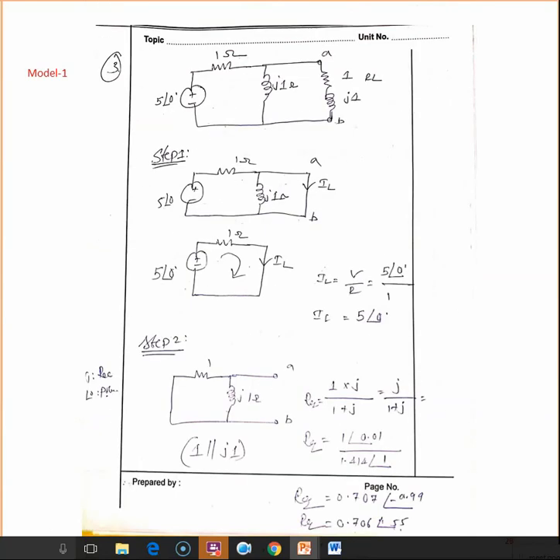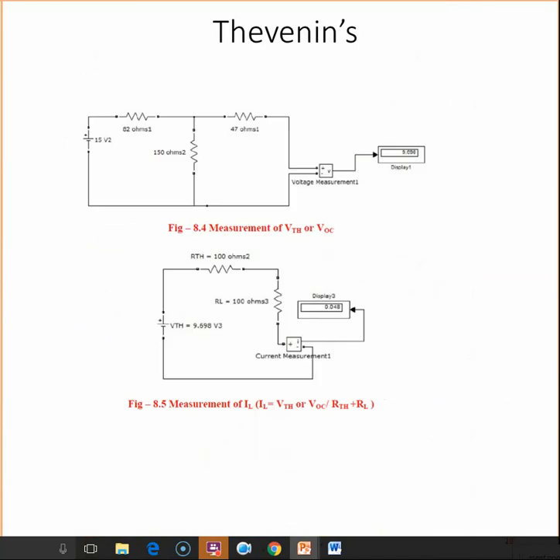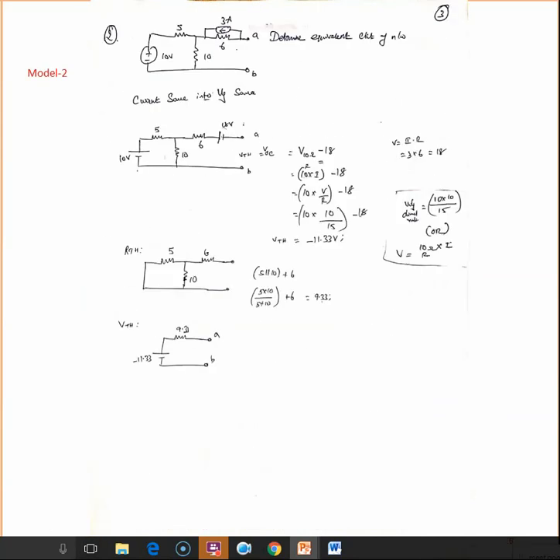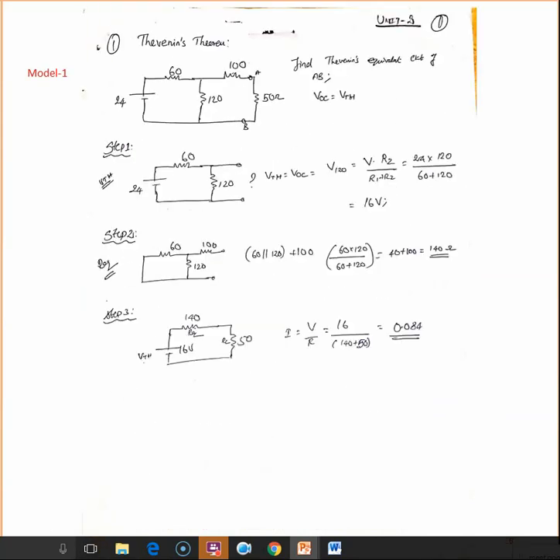Let's move on. Okay, next model we'll see. I hope you understand what the Thevenin theorem, Norton theorem, and the maximum power transfer theorem are. Next we'll move on to different possible models they will ask you. Here you will see DC circuits as well as AC circuits.